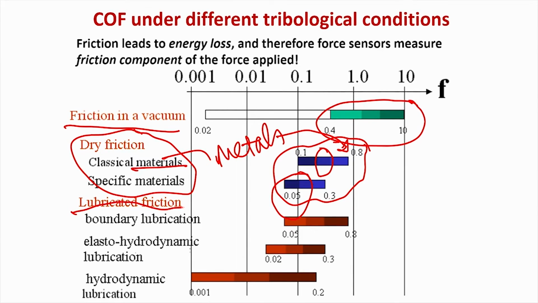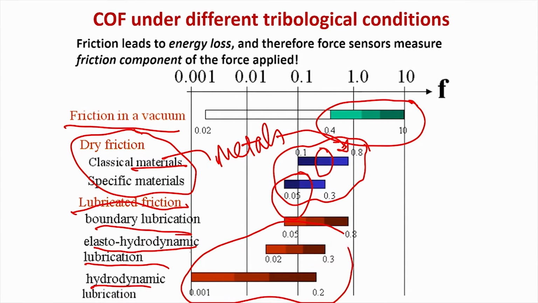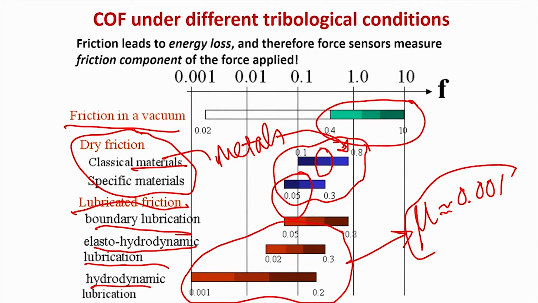Then if you go to lubricated friction, like boundary lubrication, elastohydrodynamic, hydrodynamic lubrication and so on. This kind of lubrication I will explain to you later, but it is possible to achieve a coefficient of friction mu value as low as 0.001. I have mentioned to you earlier that with the help of some commercial lubricants and certain additives, one can reach a coefficient of friction as small as 0.001. So, this is an extremely good value of the coefficient of friction.